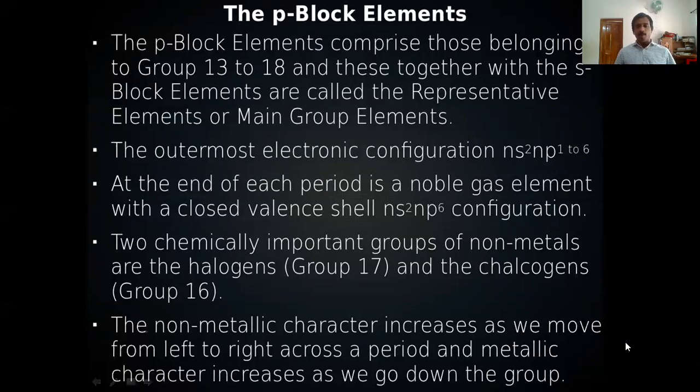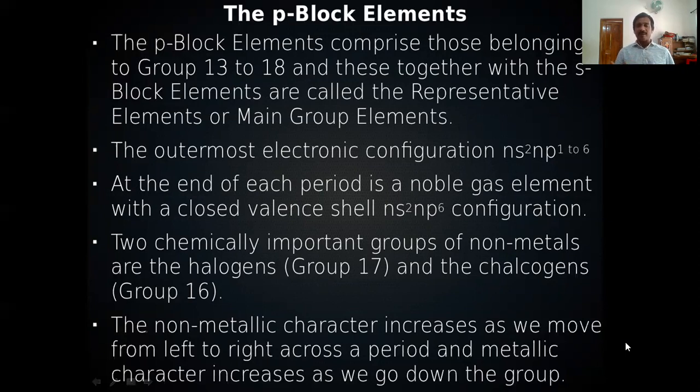Two chemically important groups of nonmetals are the halogens, group 17, and the chalcogens, group 16. They are chemically very important groups, group 17 and 16. 17 known as halogens and 16 known as chalcogens.